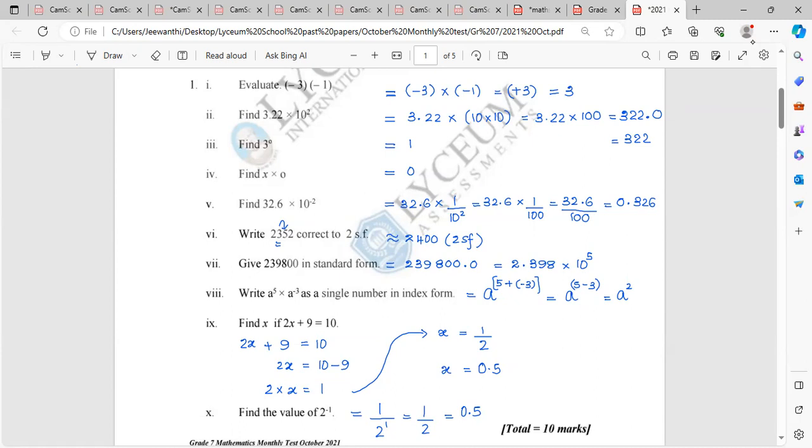Right. So then x you multiply by 0, it is 0. 10 to the power negative 2, it becomes 1 over 10 to the power 2. 1 over 100 means dividing by 100. And you want to go to decimal places, 0.326. So then the second significant figure is 3. Look at the next number. So then you want to add 1, 2,400.